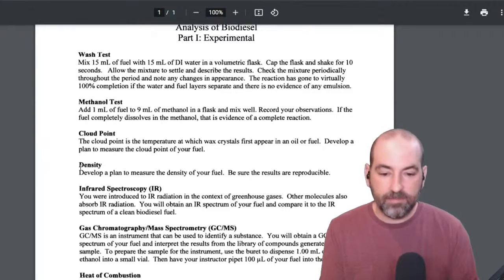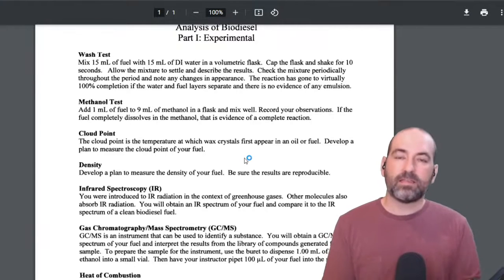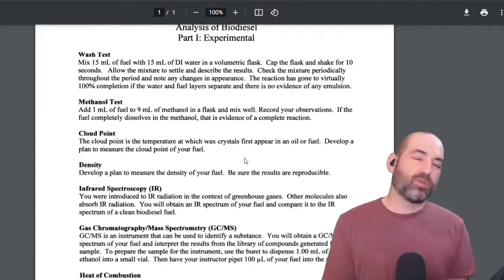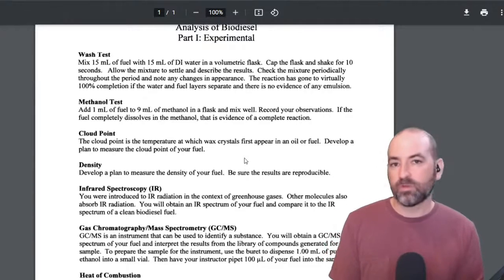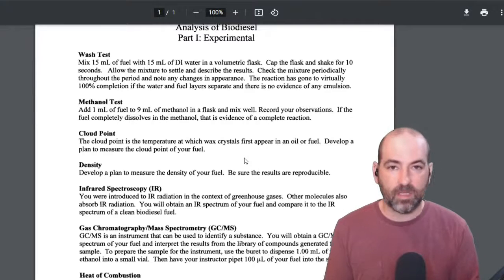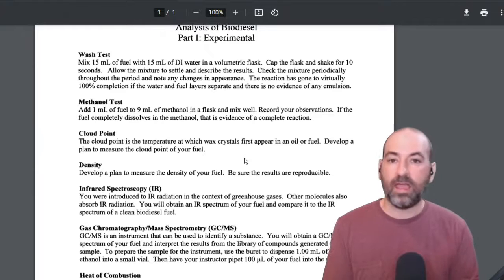Okay, same with density. Develop a plan to measure the density of your fuel. The density is not so much about if it's pure or not, but you can compare to reported densities for commercially produced biodiesel, and you can see if it's in the same range or if it's way off. So look up how to measure density and get a plan for doing that in lab.